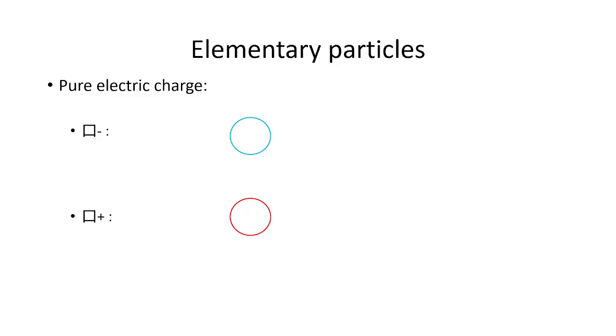Elementary particle, the second one: pure electric charge. You have the minus charge and plus charge, noted co.